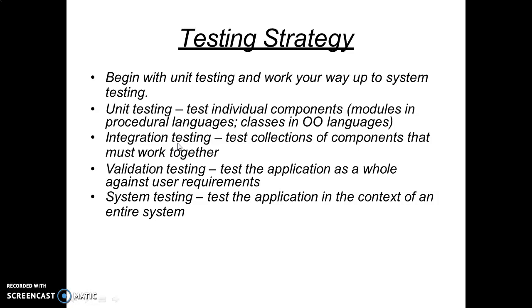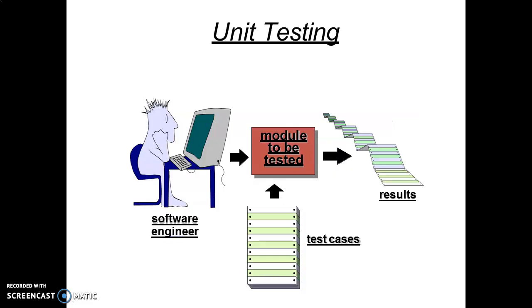So 4 testing strategies are there. Unit testing: we have to begin the test of any software with unit testing, where we test individual components, the smallest part. Then we club those individual components and integrate them, and then we test them. Then validation testing with respect to the user requirements, and then system testing where we test the entire system.